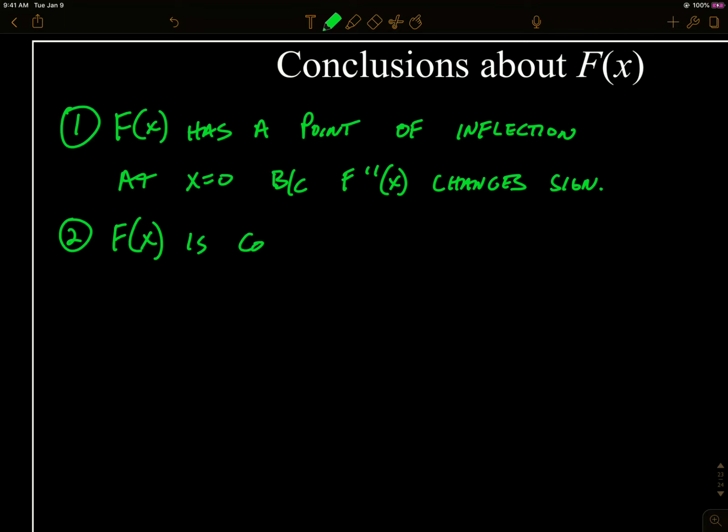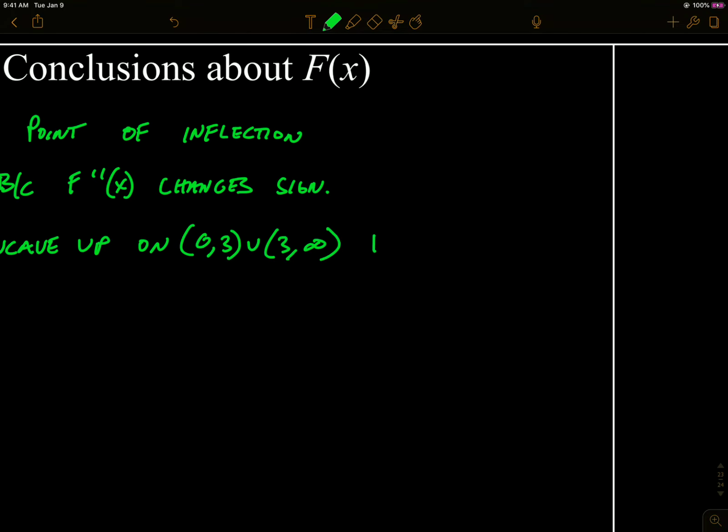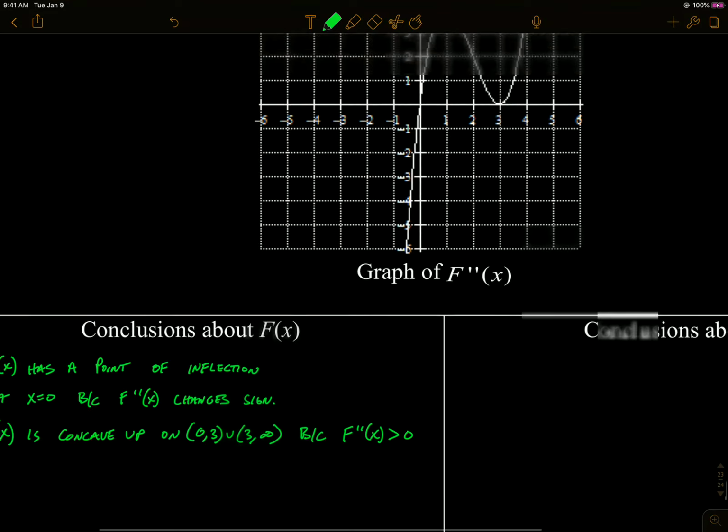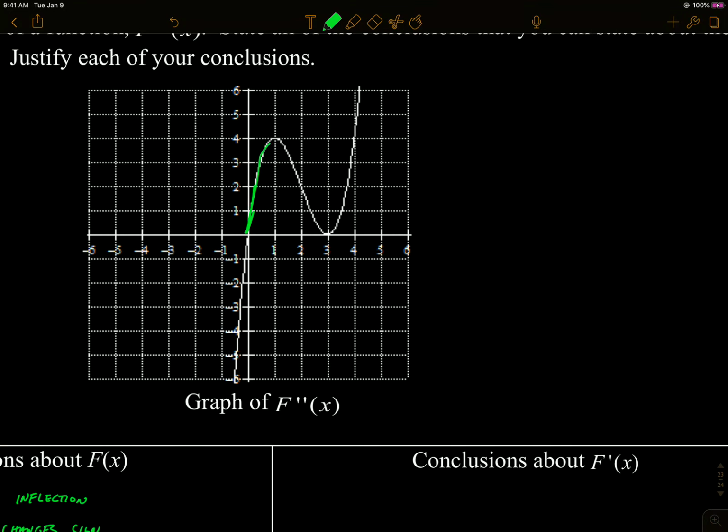f of x is concave up on the interval 0 to 3, union 3 to infinity, because the second derivative is positive. So anywhere your second derivative is above the x-axis, or positive, we know the original function is concave up.